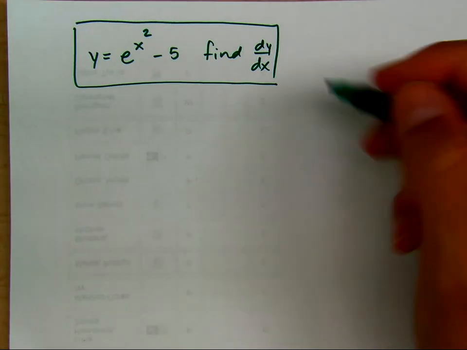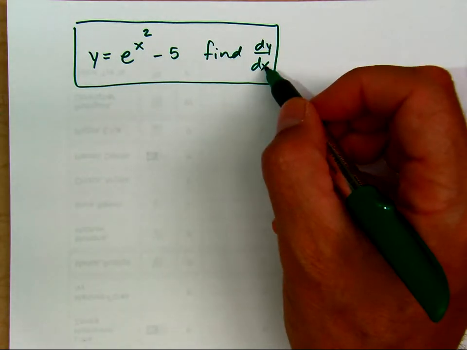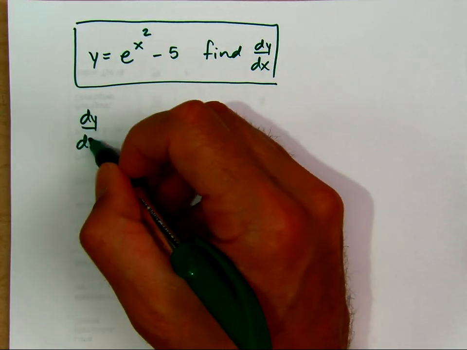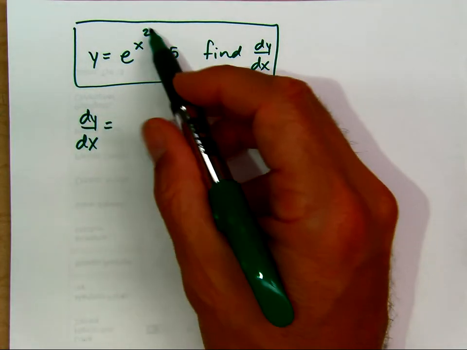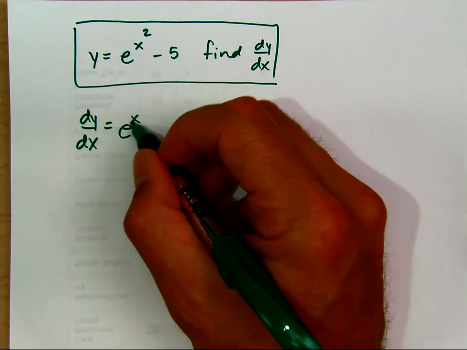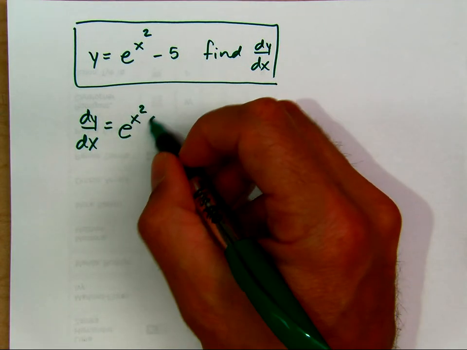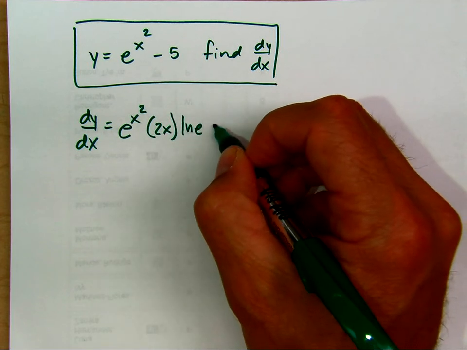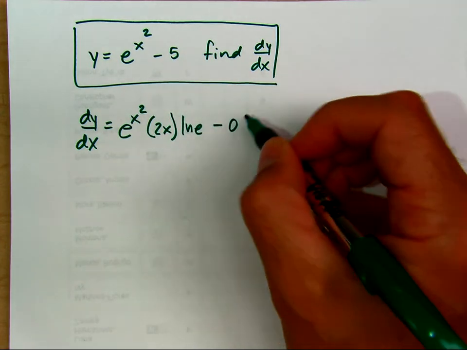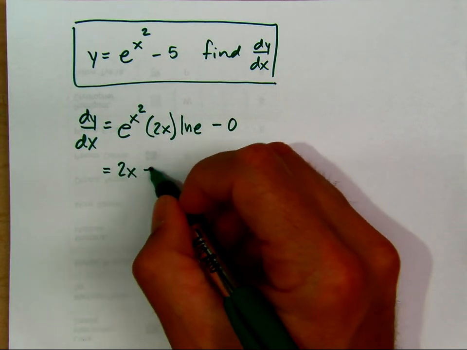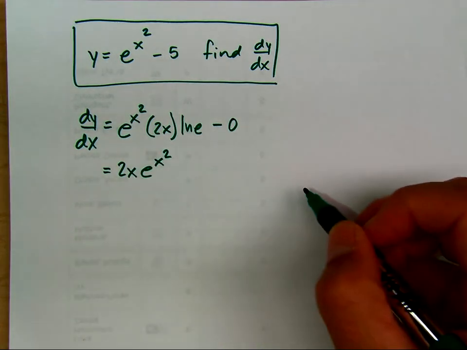And here I'm just reviewing some notation, find the derivative of y. We have an exponential, so copy the exponential, do the chain rule, ln of the base. The derivative of 5 is 0, so we could simplify this to 2x e to the x squared.